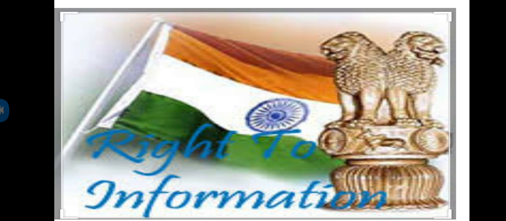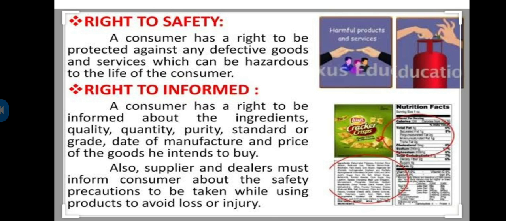Then second is right to information. According to this right, consumers should be provided with adequate information about all aspects of goods and services. It includes information relating to MRP, date of manufacture, expiry date, name of manufacturer, the contents used in that product, batch number, if any, and user manual, if any. If we purchase any goods from the seller or from the businessman, then we have the right to take the information about that product from that seller or businessman.